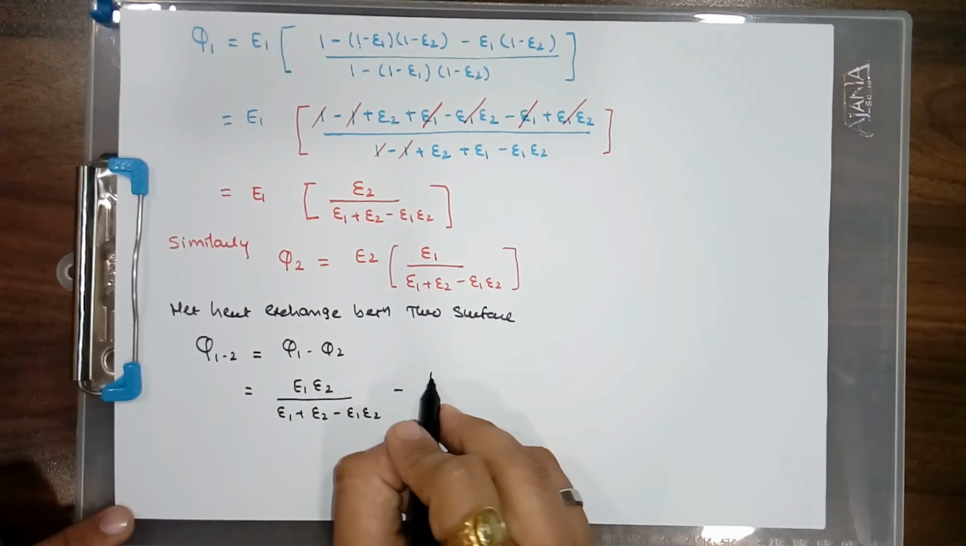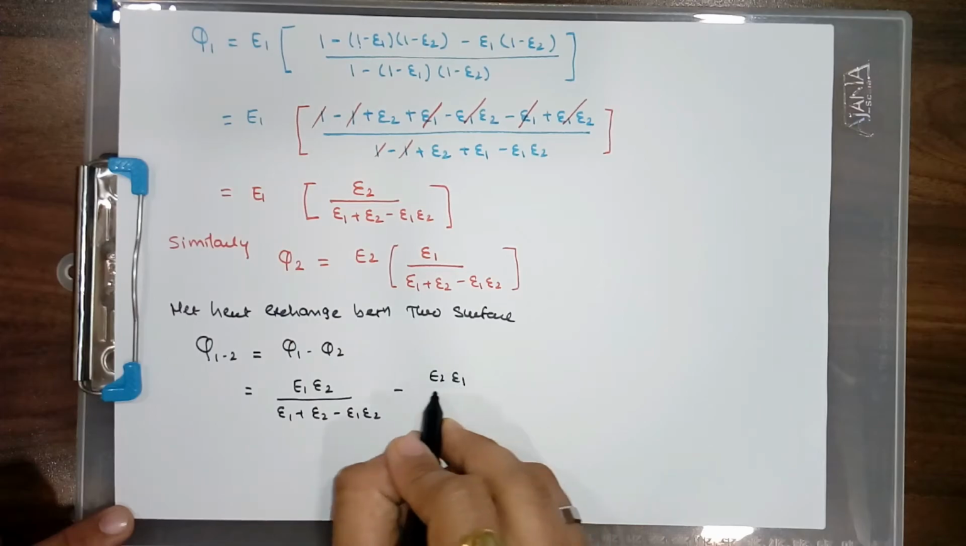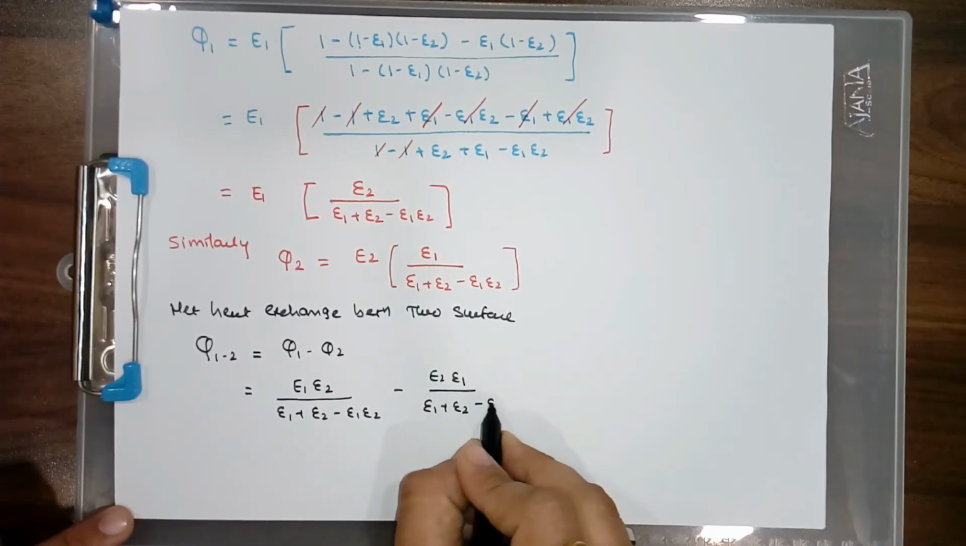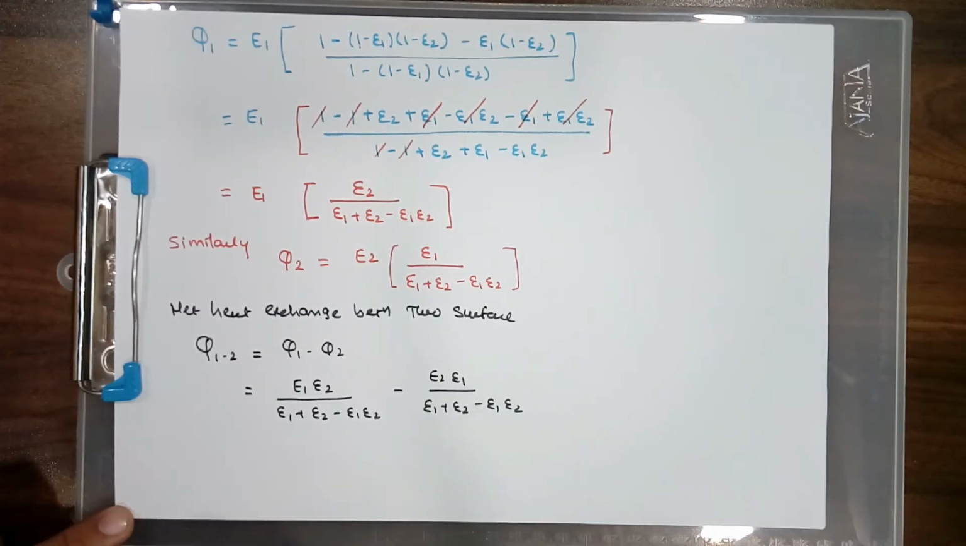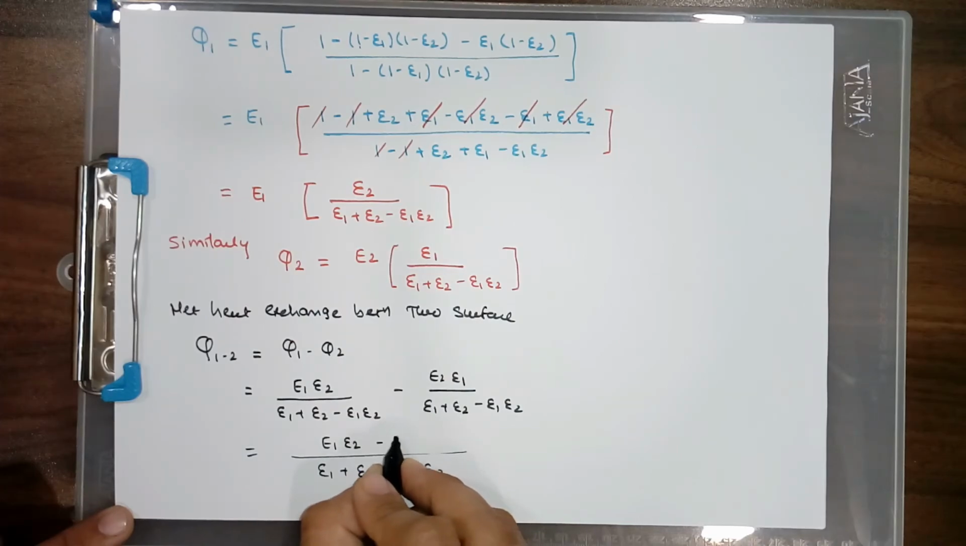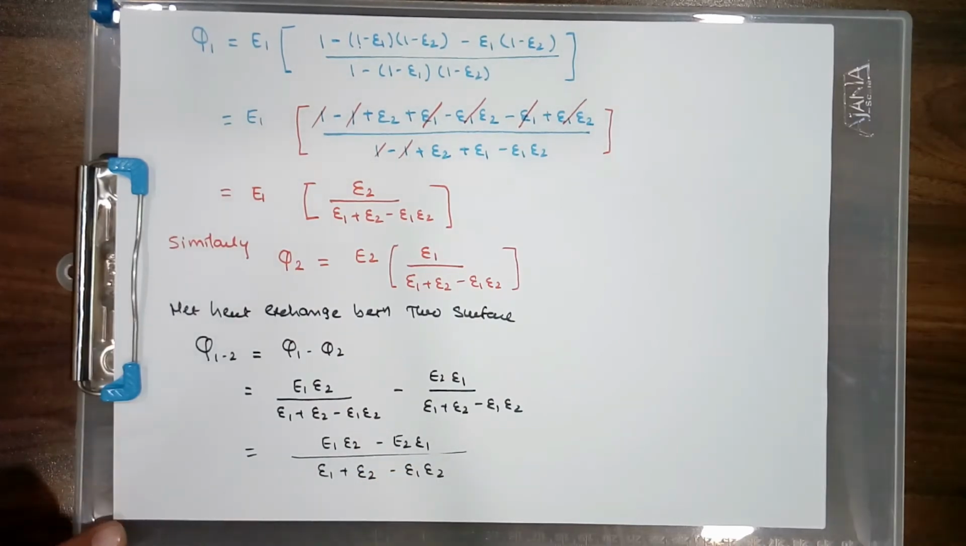Value of Q2 is E2 into E1 upon E1 plus E2 minus E1 E2. Now the denominator is common, so I am taking the common denominator, that is E1 plus E2 minus E1 E2. Here I get E1 into E2 minus E2 into E1.